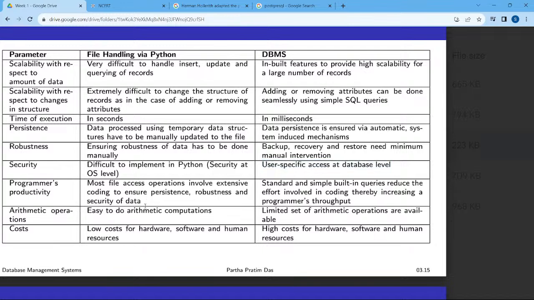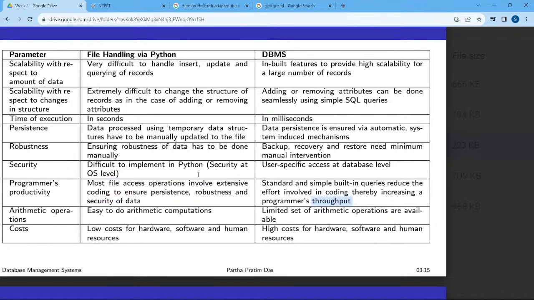Programmers' productivity. Most file access operations involve extensive coding. As we have seen, it takes really long to code a specific problem. Standards and simple built-in queries reduce the effort in coding, thereby increasing a programmer's throughput. Throughput, that's a new word. Go to the dictionary and find what this means.